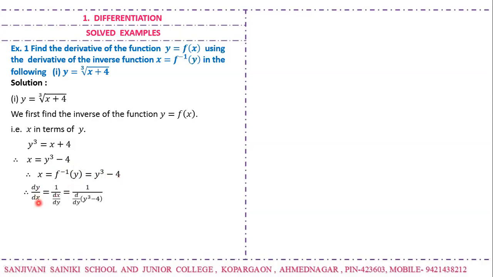Now dy by dx is equal to 1 upon dx by dy, is equal to 1 upon d by dy of y cube minus 4. Now what is the derivative of y cube? Its derivative is 3y square, and for minus 4, its derivative is 0. So 1 upon 3y square. This is the derivative of x with respect to y. But what is y? y is the cube root of x plus 4. So I will put the value, the cube root of x plus 4 and its square, where x is not equal to minus 4.